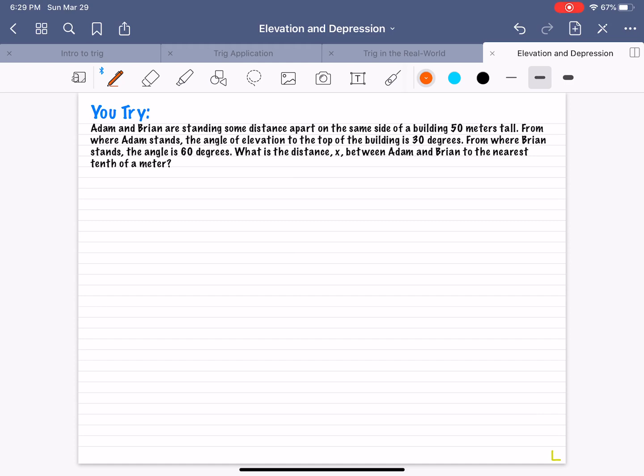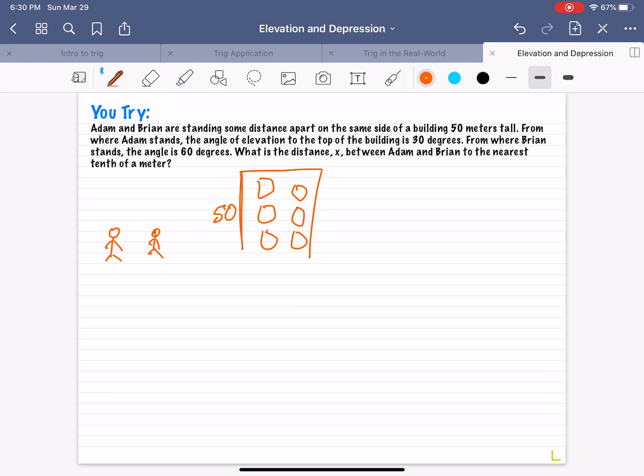So let's start by drawing the picture. Let's start with the building that is 50 meters tall. So here's my building, the windows. So the height is 50 meters. That's how high the building is. So Brian and Adam are standing some distance apart on the same side of the building. So let's say Adam is here. Brian is right here. They are social distancing, I guess.